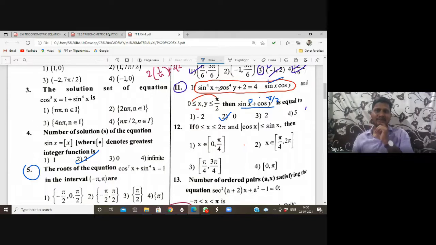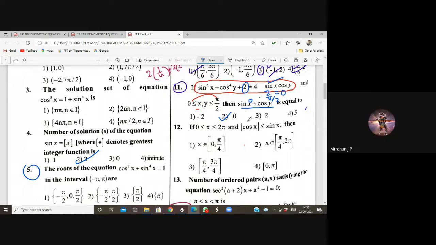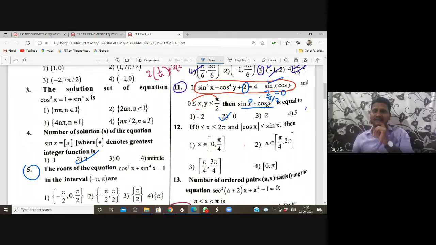Is it becoming 0? 2 is equal to 0. No. So here, sin x plus cos y, the second option we are getting, even the RHS is 0, but the LHS is not equal. But when I take x is 90 and y is 0, sin 90 plus cos 0, we are getting 2. The third option is correct. At the same time, the x and y values satisfy the given equation also.